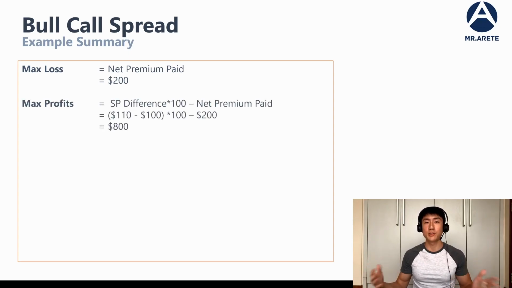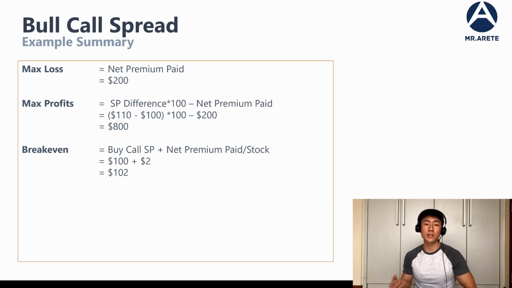Your max profit is simply the difference between your sell call and buy call strike prices, multiplied by 100 because each option contract represents 100 shares. You take that sum and you subtract away the net premium that you paid. So it'll be $1,000 minus $200, which is a nice profit of $800 maximum.